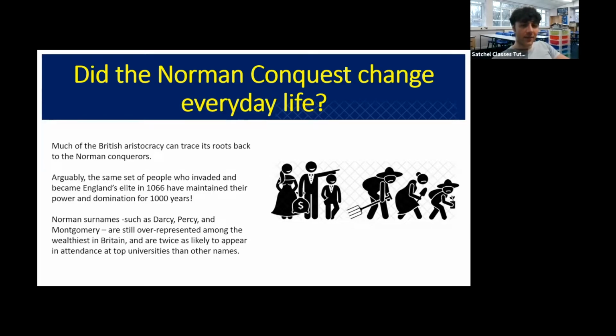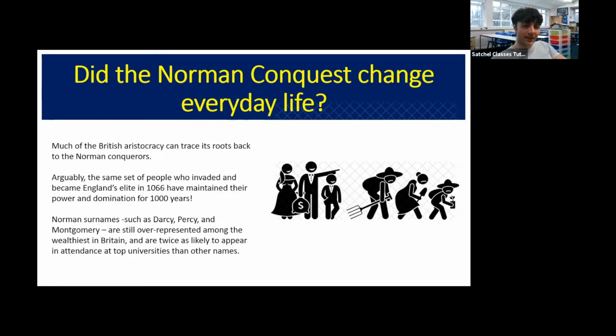And so arguably that means that England's elite has been relatively unaffected for 1,000 years. Ever since 1066, when William defeated Godwinson, we've had the same rough set, at least, of aristocrats, of social elites. And you can see this with things like Norman surnames. Some classic Norman surnames of the people that came over for the original conquest are Darcy, Percy, and Montgomery. And those surnames tend to still be overrepresented among the wealthiest in Britain and in the attendance registers at our top universities like Oxford and Cambridge.